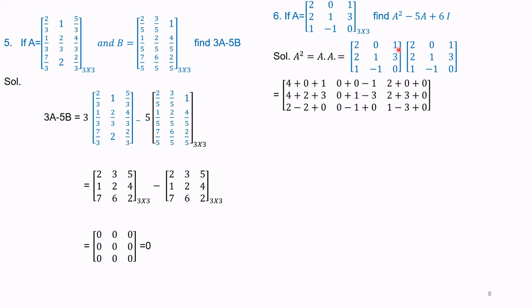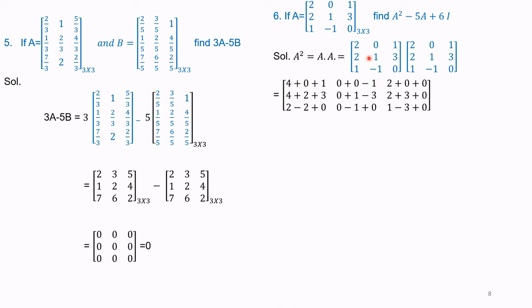That is 2 into 2 is 4, 0 into 2 is 0, 1 into 1 is 1 here. Then 2 into 0 is 0, 0 into 1 is 0, 1 into minus 1 is minus 1. This is given here. Now the next element. 2 into 1 is 1, 0 into 3 is 0, 1 into 0 is 0. So we got the 3 elements in the first row.